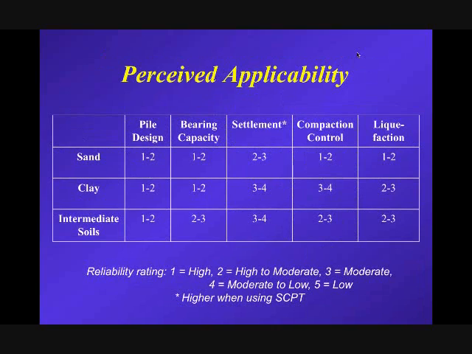So how good is it on these design methods? This is a little table that tries to illustrate that. And it says basically for things like pile design, it's very good. Bearing capacity is pretty good. Settlement, traditionally not so good, although recently correlations have been improved, and particularly with measurement of shear wave velocity, they're getting better. And then things like compaction control, quality assurance for ground improvement, and liquefaction analysis, pretty good.